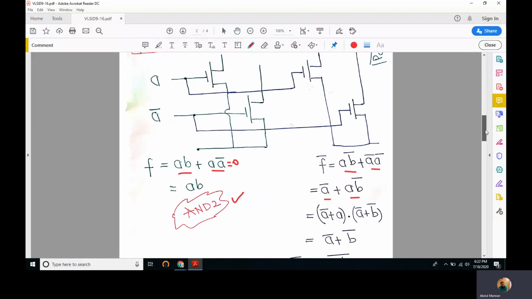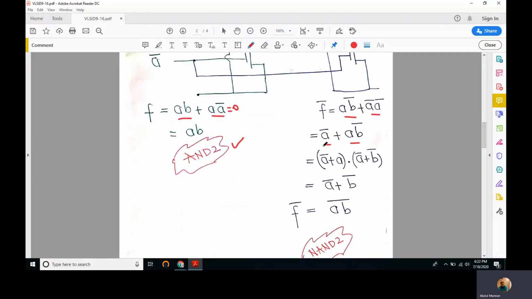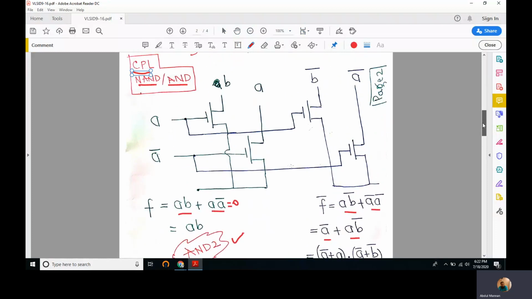So applying the distributive property, it is A bar plus A, times A bar plus B bar. So A bar plus A is a 1, anded with A bar plus B bar gives us A bar plus B bar. So applying De Morgan's law gives us AB complemented, which is NAND 2. So with this simple arrangement, we get a CPL implementation of the NAND and AND pair.